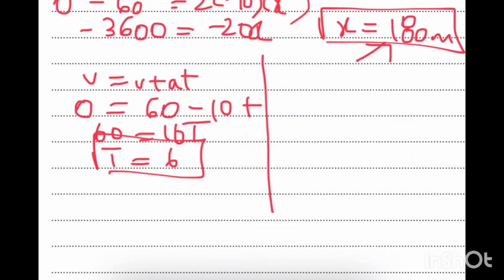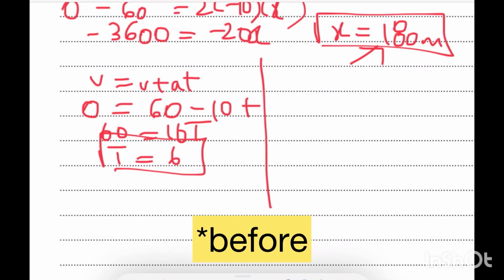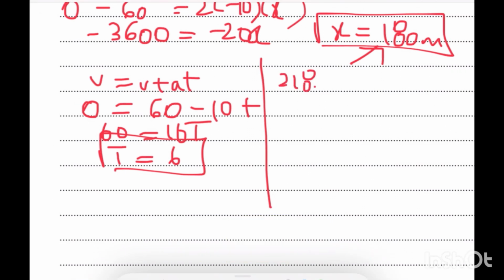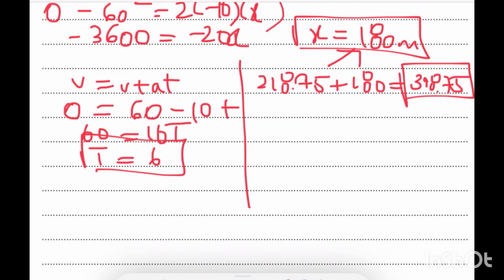So C is now at its maximum height. So during collision, it traveled 218.75 meters. Then it traveled a further 180 meters. That means now it is at a height of 398.75 meters, which is equal to the ut plus half at squared formula.